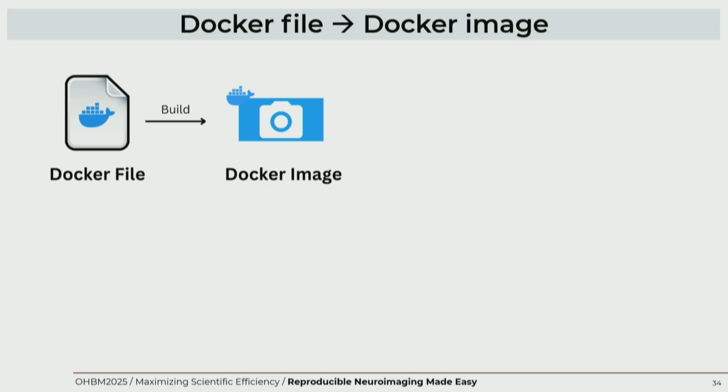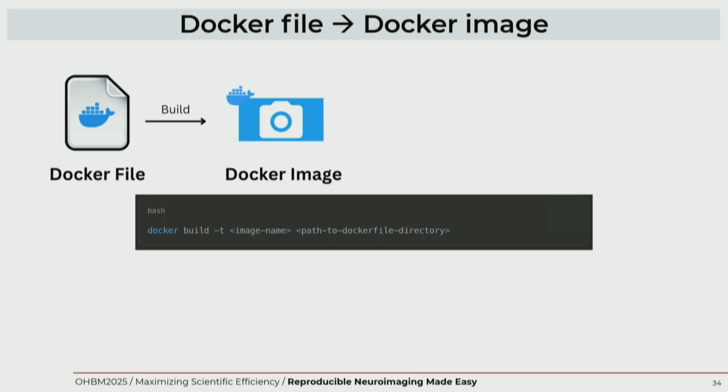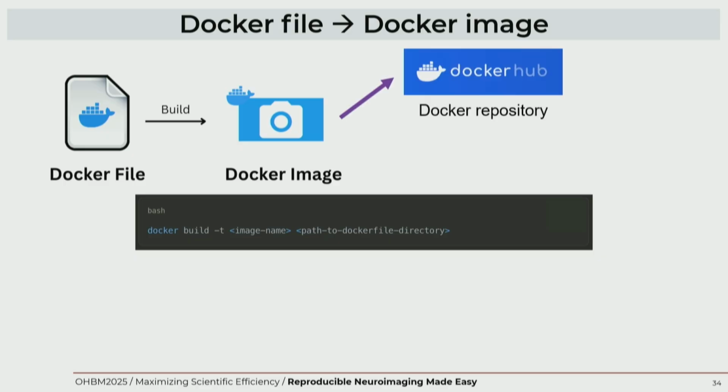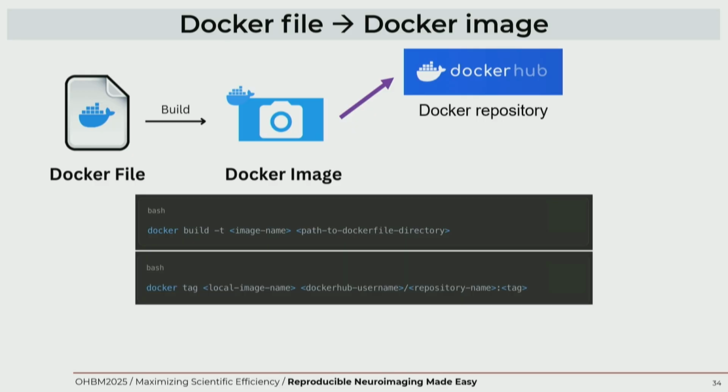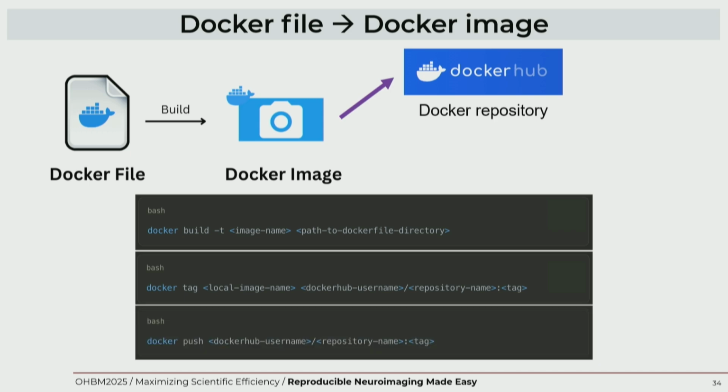From a Docker file, you can build your Docker image by simply running docker build and passing the name of your Docker image and the path to the Docker file. Once your Docker image is built, you can share your Docker image on Docker Hub, so anyone can pull it and use on their own research. And this is simply done by first tagging your Docker image with your Docker Hub username and then pushing it to Docker Hub. Quite simple.